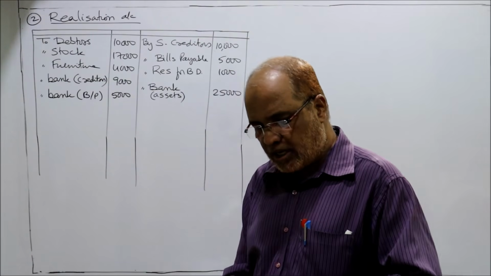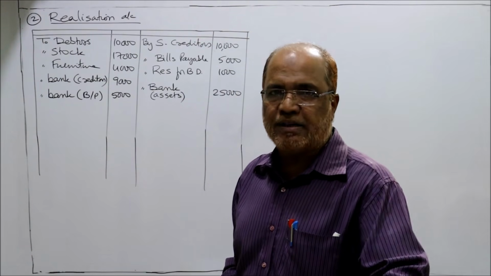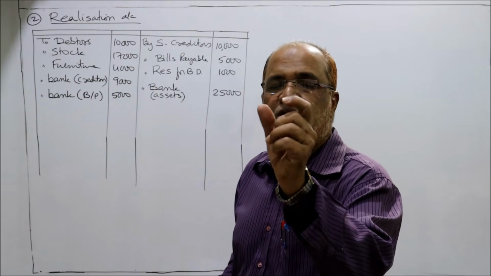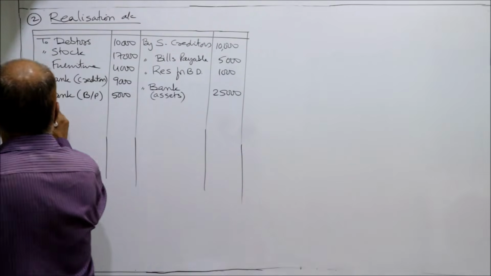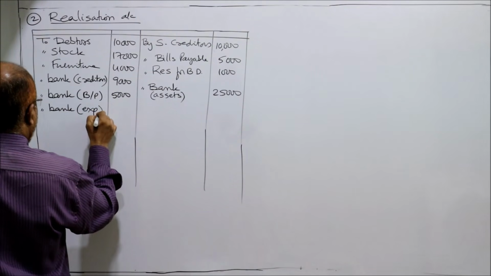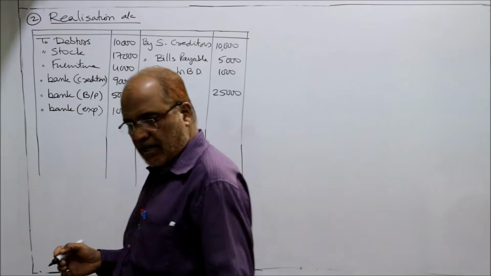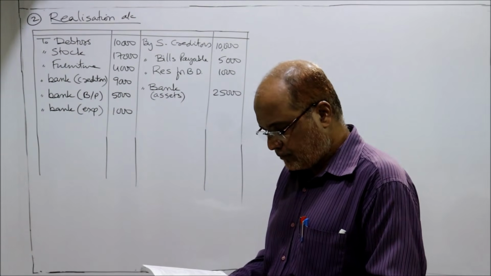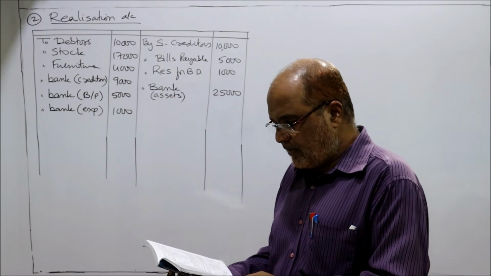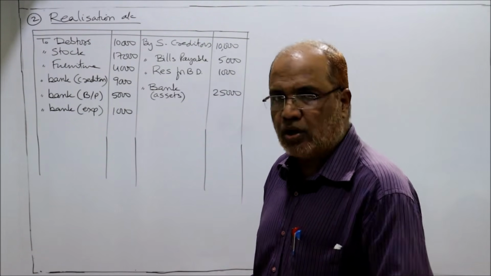Expenses of realization came to 1,000. Expenses of realization paid is 1,000. So realization account debit to bank. 1,000 expenses paid. Now we have to find out whether there is profit or loss.